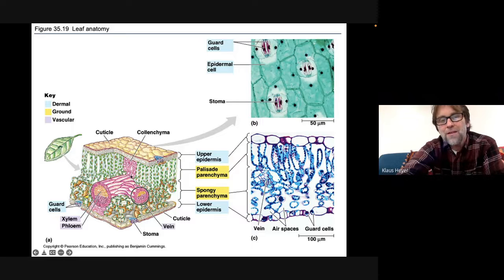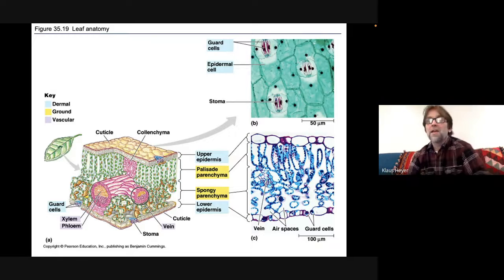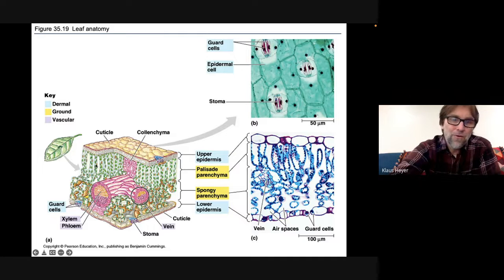And then you've got all this stuff in the middle. So there's a few things that we can say about it. One, it's ground tissue. Why is it ground tissue? Because of what it's not, right? It's not vascular, it's not dermal. Therefore, by process of elimination, it's ground tissue.